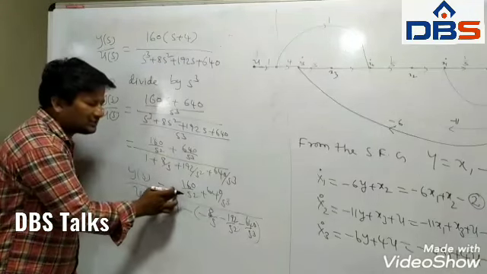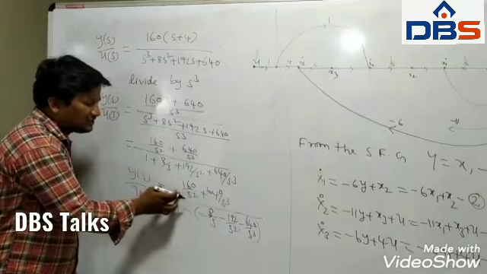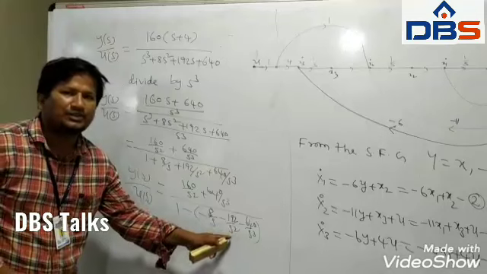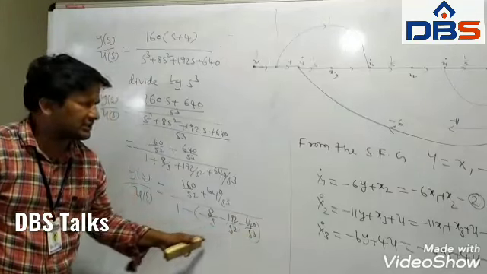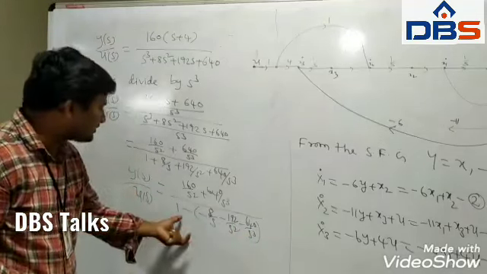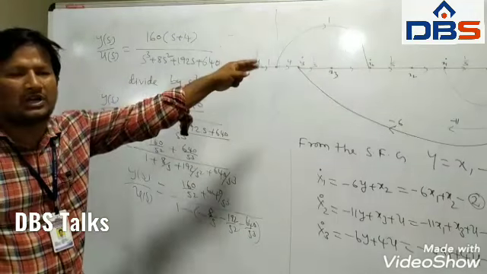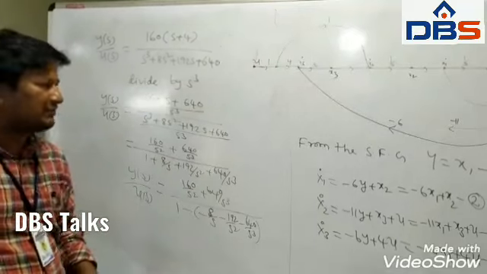These two are the forward paths, 640 by s cube and 160 by s square, and these three are the loops: 8 by s, 192 by s square, and 640 by s cube. From this transfer function, we have to construct the signal flow graph. From that signal flow graph, we have to derive the state model of the given system.